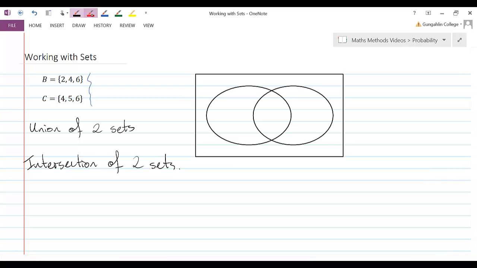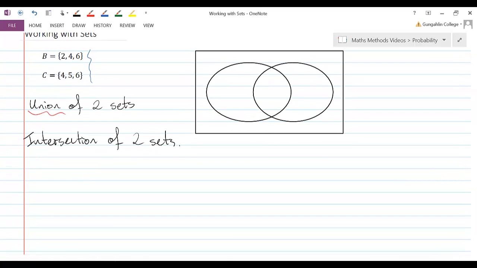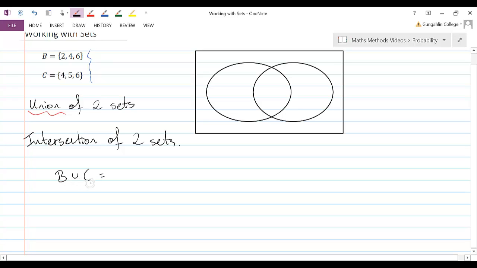The union of two sets is when we combine two sets together. So in this case, we're combining the set B and the set C together. The way I'm going to write that is B, and then a little U shape, B ∪ C. We read this as B union C. The union is if we put those two sets together and write out the full list of elements that are in one of those sets.